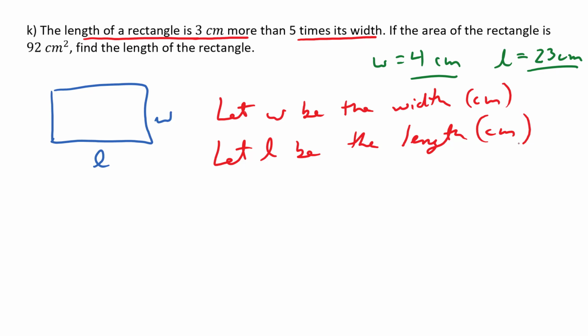Notice we have 2 unknowns. How many equations do we need to solve 2 unknowns? Going back to systems of linear equations, I will require 2 different equations to solve 2 unknowns. Let's build those equations now.